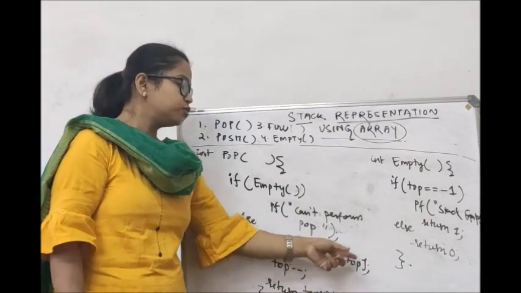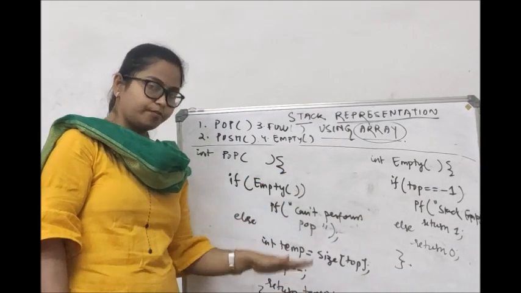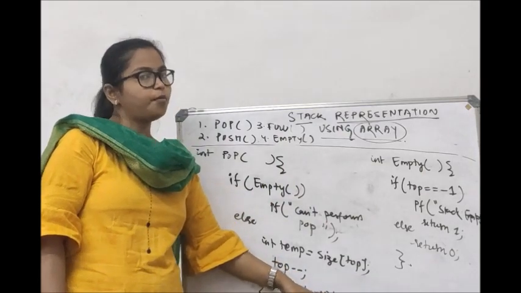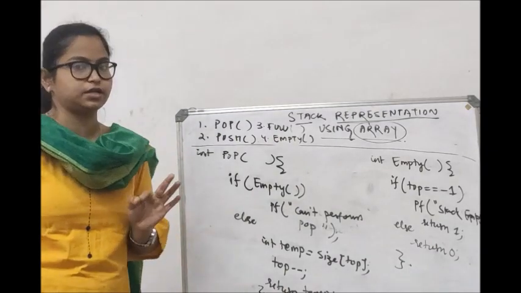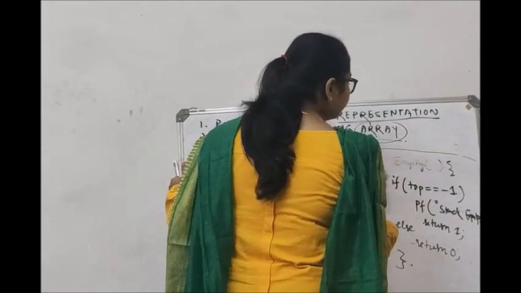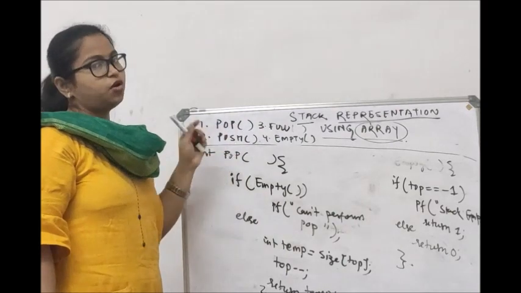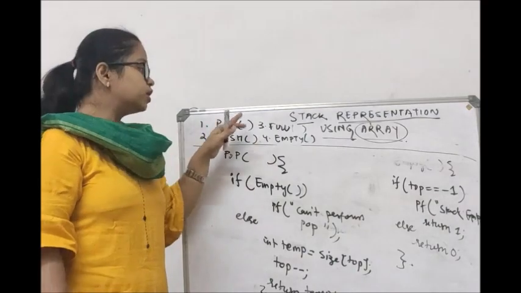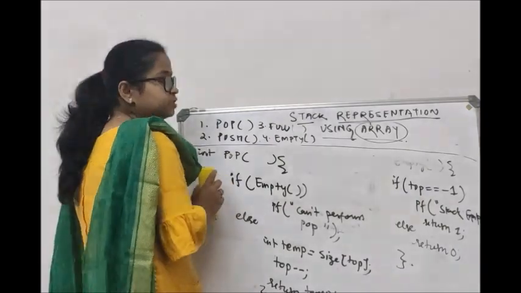Otherwise, in the else condition the topmost element will be stored in temp. We will decrement the top variable, and then we will simply return the temp variable because this is what we wanted. Pop always gives an element out of the stack, that is the topmost element. I hope you got it. These were the four important functions: full, empty, pop, push, of stack. These four functions are very, very important. Without these, you cannot implement a stack. I hope everything is clear to you.